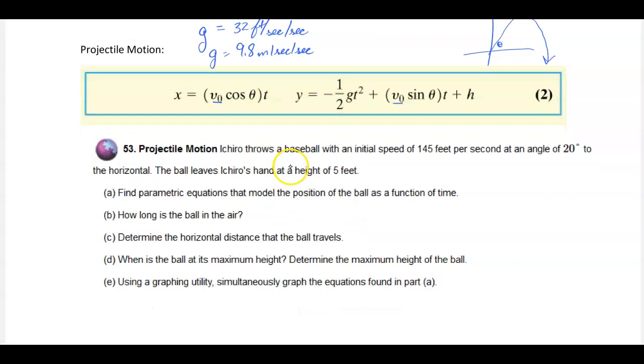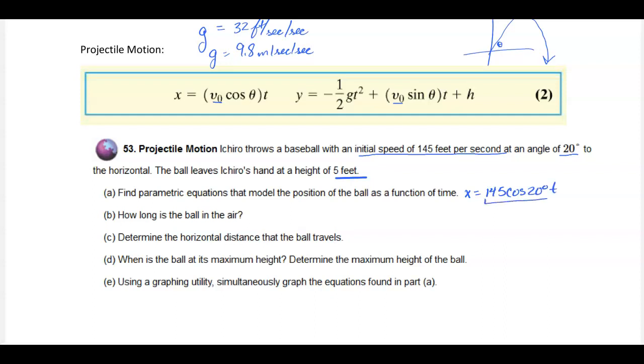All right, so let's look at this problem. We have a baseball that's thrown with an initial speed of 145 feet per second. So feet per second means we're going to use that 32 for g, at an angle of 20 degrees to the horizontal. And the ball leaves our person's hand at 5 feet. So that's our height. So for the parametric equations, we're going to have x equals v naught, the initial speed, times the cosine of 20 degrees, t.